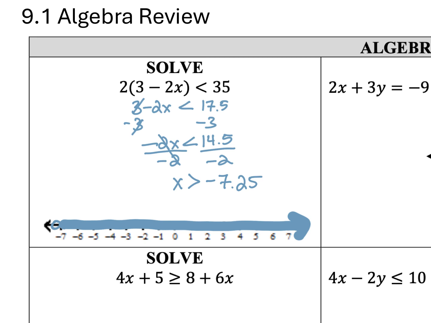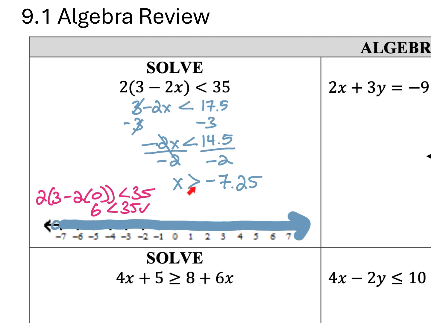So I'm going to just check it really quick to see if that works. I think the easiest number to work with, since 0 is one of the solutions, I could choose any. I'm going to choose 0. So if I take 3 minus 2 times 0, 2 times 0 is 0. 3 minus 0 is 3. 2 times 3 is 6. Yes, this is correct. 6 is less than 35, and that would work for any of these numbers.